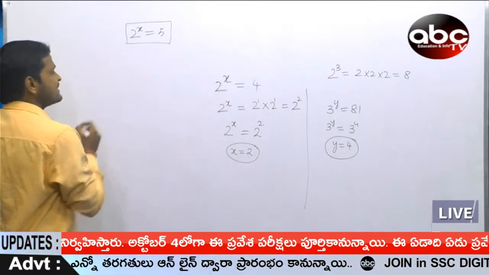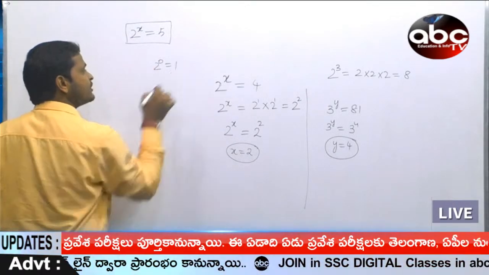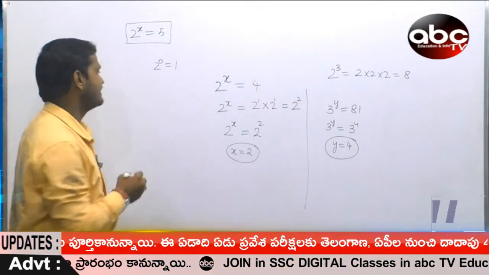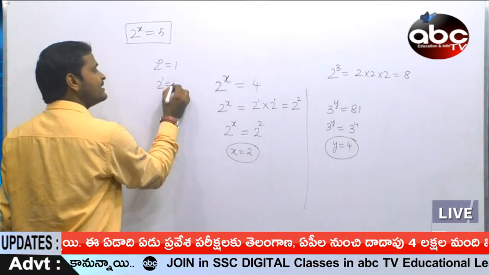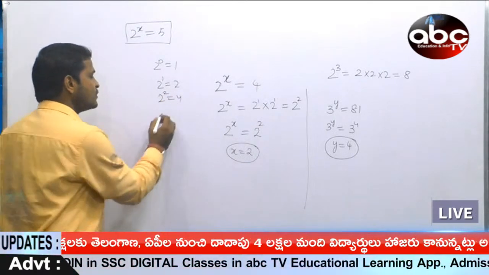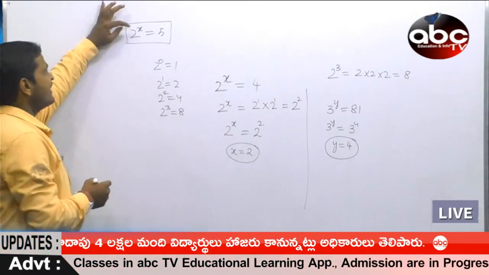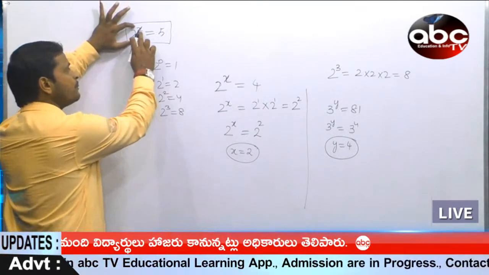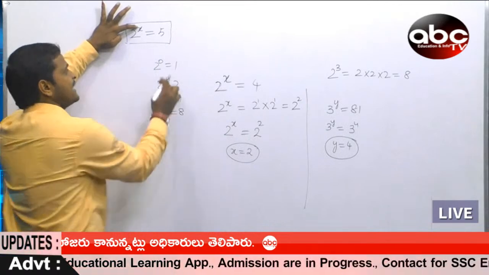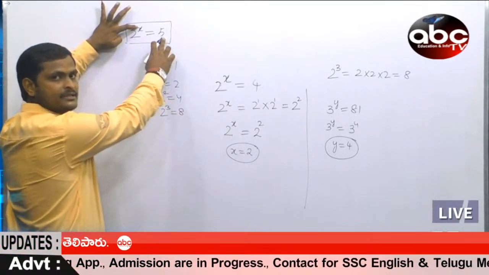Then suppose, observe here, students. Already you know 2 power 0 is 1, 2 power 1 is 2, 2 power 2 is 4, 2 power 3 is 8. Observe here, in 2 power x, suppose we put x equal to 1. Is 2 power 1 equal to 5? Is it right? No.